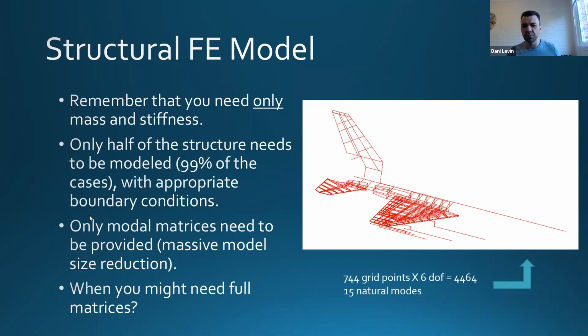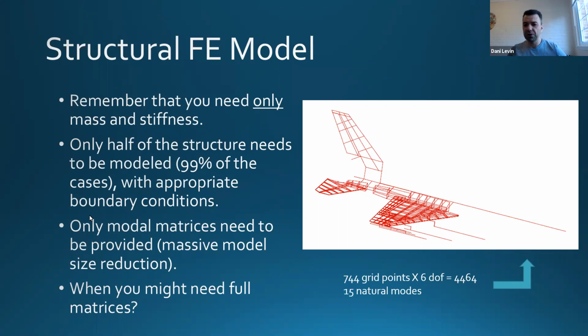So with this model, it's just a short example of how you can reduce your model by going to the generalized masses. So we have 744 grid points with 6 degrees of freedom at each point. We have 4,500 degrees of freedom for the whole model. So your matrices, mass and stiffness, will be 4,500 by 4,500. And if you're using only 15 natural modes, your matrices reduce to 15 by 15. So it's a lot less work for you and for the code.